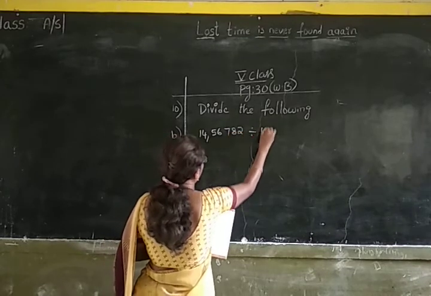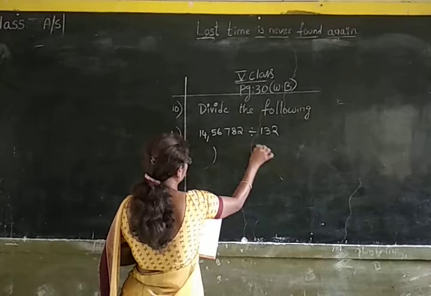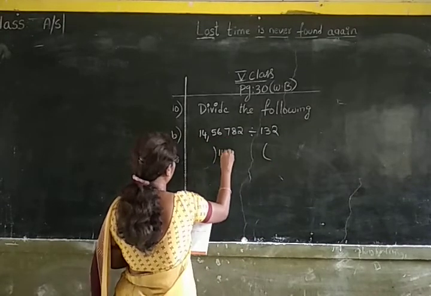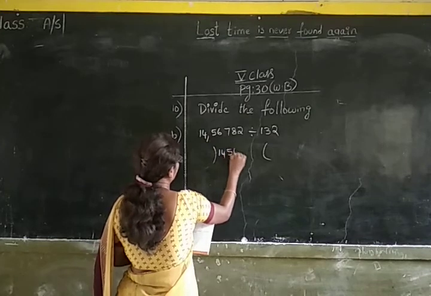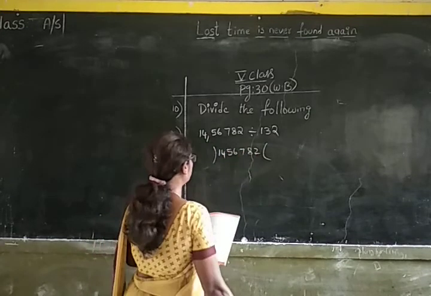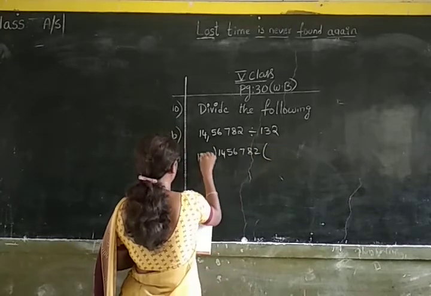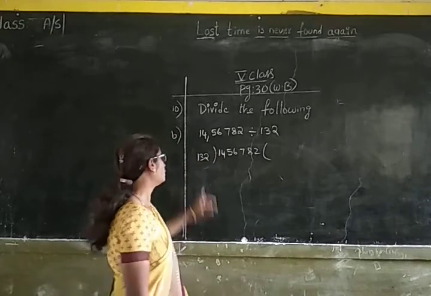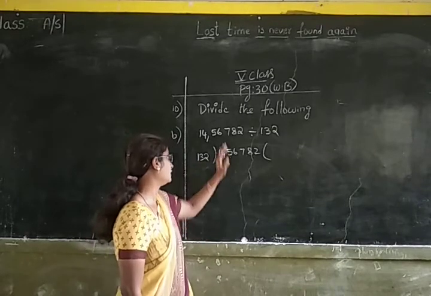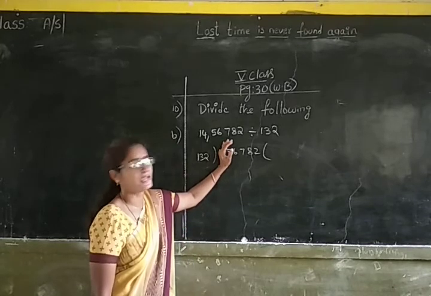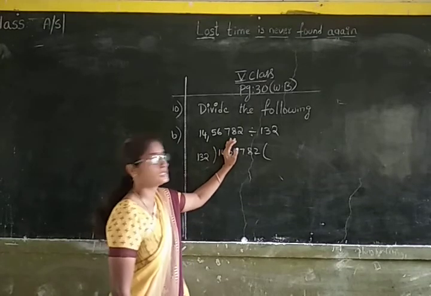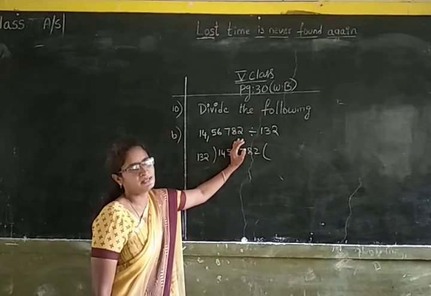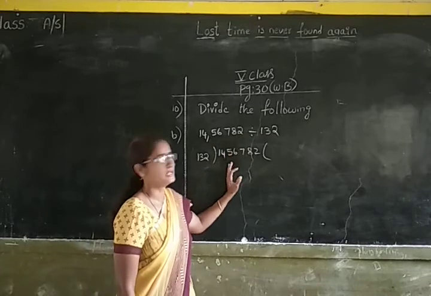14,56,782 divided by 132. First you have to put the brackets. You have to write the dividend in the middle of the bracket, 14,56,782, and you have to write the divisor on the left side of the bracket. You have to check how many digits you have to take. If you take one digit, it will be smaller than 132. If you take 14, it will be smaller than 132. If you take 145, it will be bigger than 132. So you have to take 3 digits.